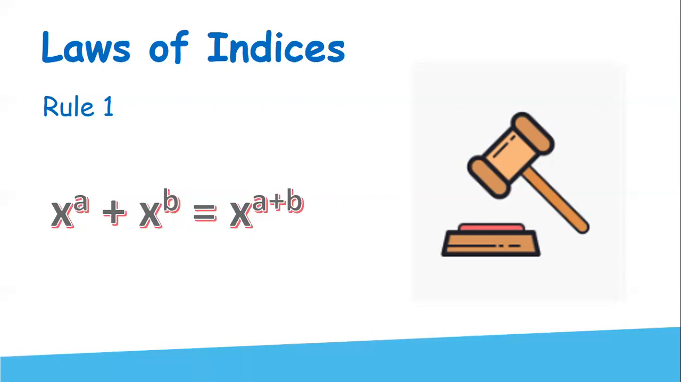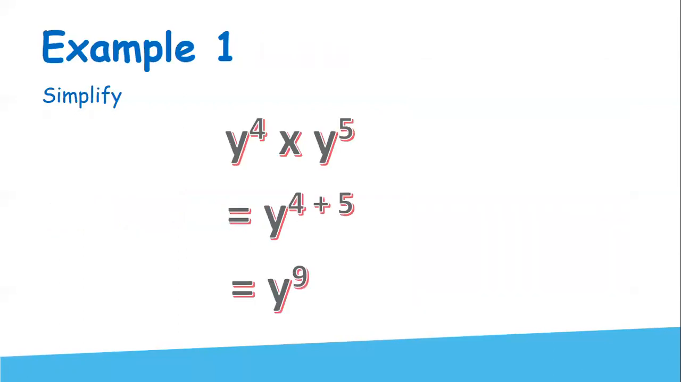Now, let's see how we can apply this rule to some examples. Look at this example. Simplify y raised to power 4 times y raised to power 5. That will give us y raised to power 4 plus 5. Why do we have that? Because the terms have the same base. They have the common base, which is y. The next thing for us to do is to add their indices. And that will give us y raised to power 9.